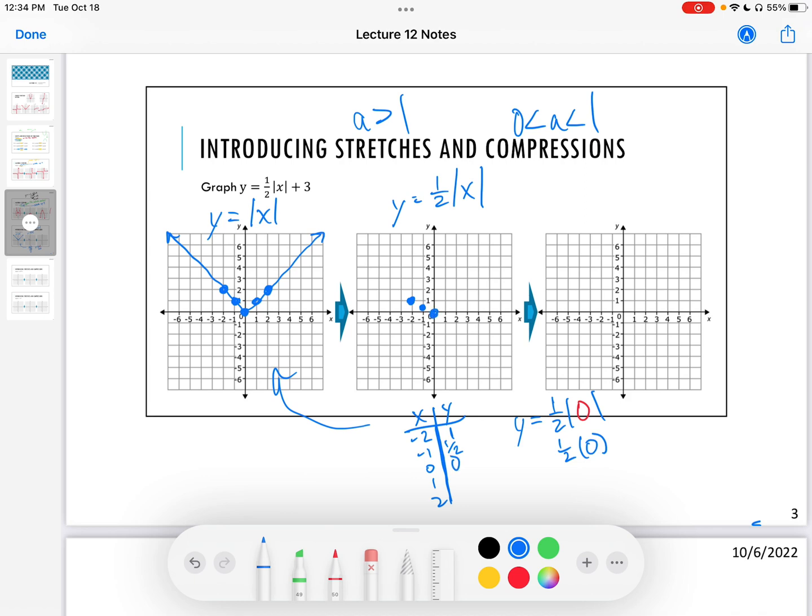Keep in mind, where did I get these x values from? We always get them from the previous graph. What are the x values of the previous graph? We looked at the graph before, and we got the x values from that graph. 1/2 times 0 gives me 0. And then I go back in and I plug in a 1 and a 2. Well, we know that this graph is symmetric, so that means 1, 1/2 and 2, 1.